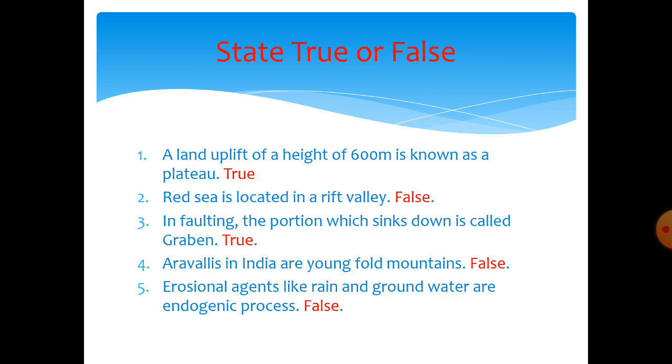Now the first is state true or false. A land uplift of a height of 600 meters is known as a plateau. This is true. The Red Sea is located in a rift valley. False. In faulting, the portion which sinks down is called the graben. Yes, it is true. Aravallis in India are young fold mountains. This is false. They are actually old fold mountains. Erosional agents like rain and groundwater are endogenic processes. This is false. The endogenic processes are the ones that happen inside, but rain is an exogenic process.